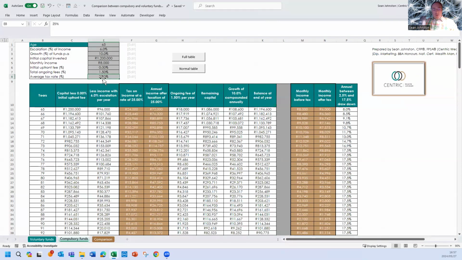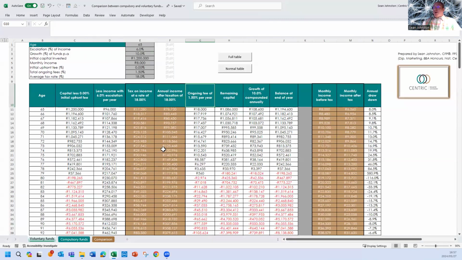I'll do the same over here. In reality, obviously, your income's dependent on your tax table. So in this case, 8,000 Rand would fall into the 18% tax table. But as your income starts getting higher due to the escalations, it could go into a higher tax bracket. But I'm just going to work on an average of 18% for this example.